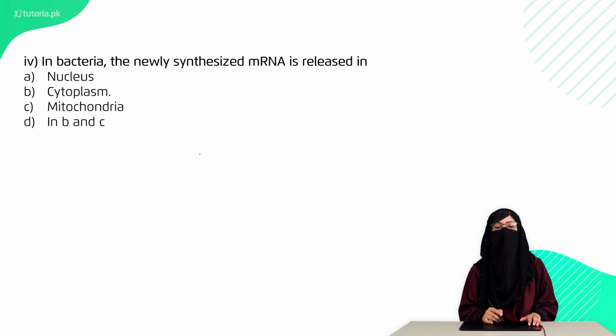Fourth: in bacteria the newly synthesized messenger RNA is released in option A nucleic acid, option B cytoplasm, option C mitochondria, option D in B and C. The right option is option B, cytoplasm. So with this, our MCQs are complete.